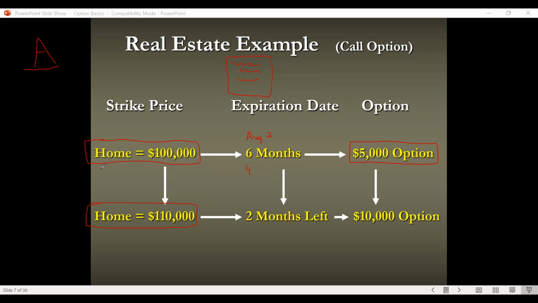Well, I could go up to you guys and say, you know what? I want to exercise this option. I want to buy that house for $100,000. And you say, okay, I have to do it. I'm obligated to do it. So you sell me the house for $100,000. I turn around and I flip it and I sell it for $110,000.